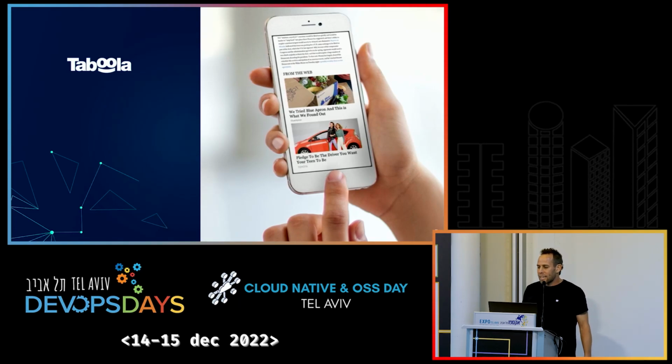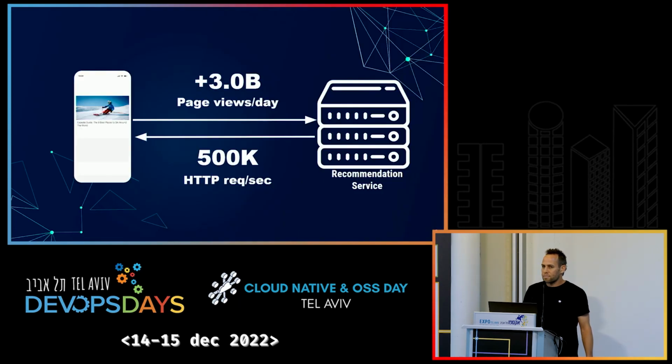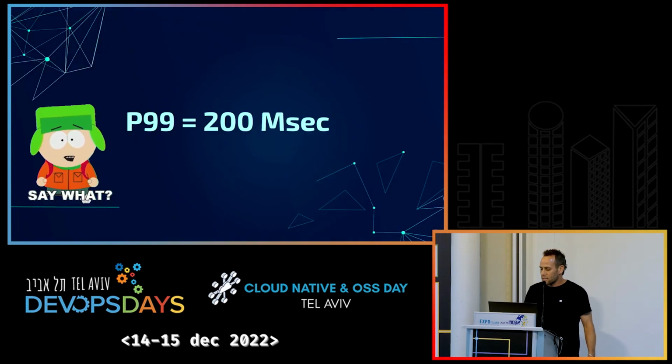So the scale that our services are dealing with: our recommendation services are handling 500,000 HTTP requests per second, coming from more than 3 billion pages a day. And even though this is the scale we need to handle, the response time, when you need to return the recommendation, should be super fast. How fast? Some customers of ours are expecting us to return the response in maximum 200 milliseconds.